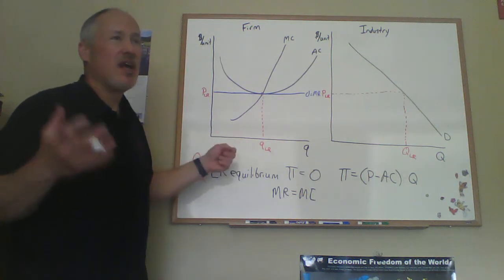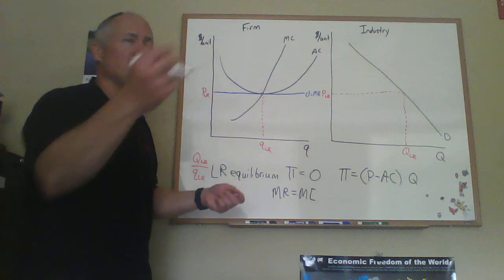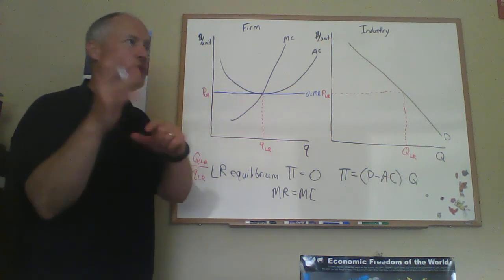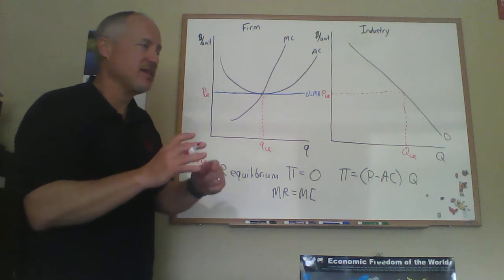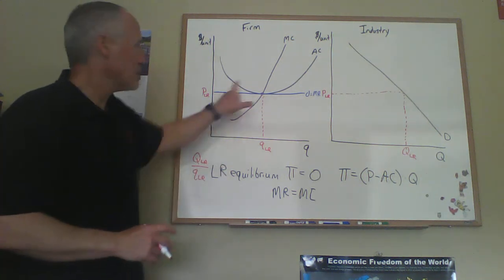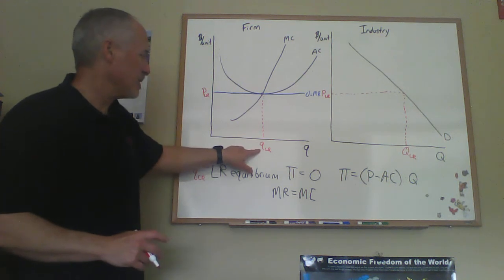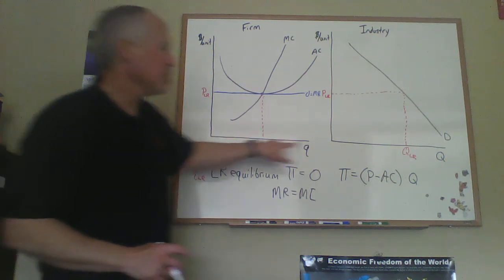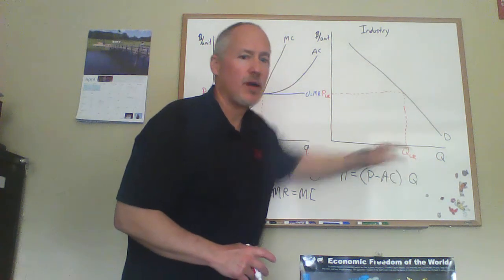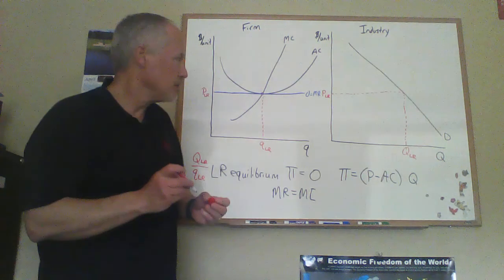So in effect, if firms are making profits, firms are entering the industry. If firms are making losses, firms are exiting the industry. This is the magic number of firms. With this cost curve, each firm is going to be operating here, and then we adjust the number of firms to get to the quantity over here that we're going to need.